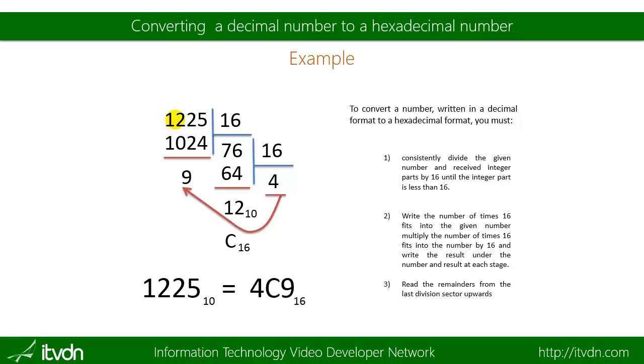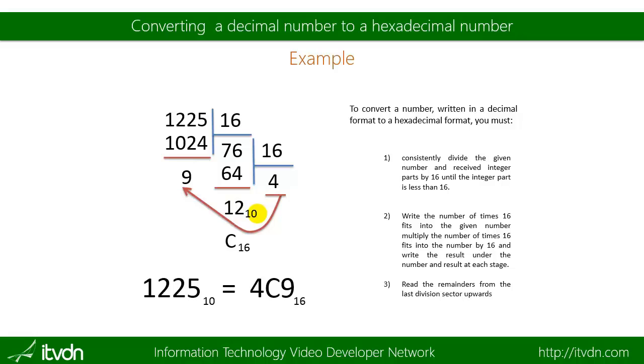So 1225 minus 1024. We'll get a remainder of 9. So we write our 9. Next, we see how many 16s we can fit into our result, 76. So we can fit 4 16s into 76. So we write 4 here. 4 times 16, we get 64. 76 minus 64, we get 12 in base 10.